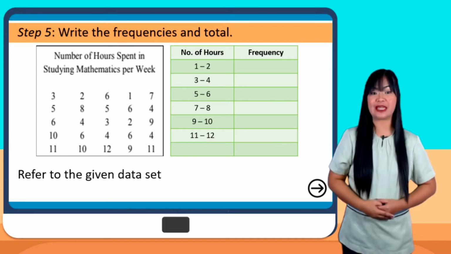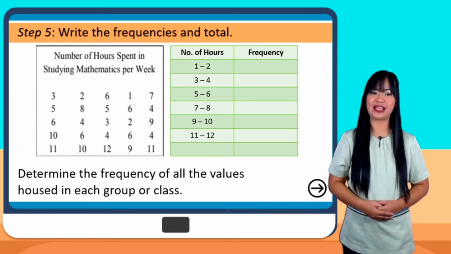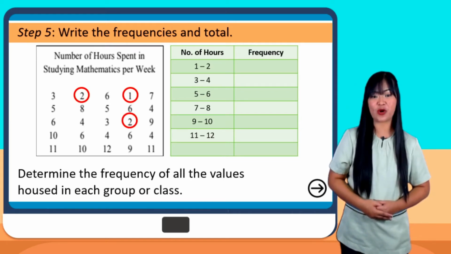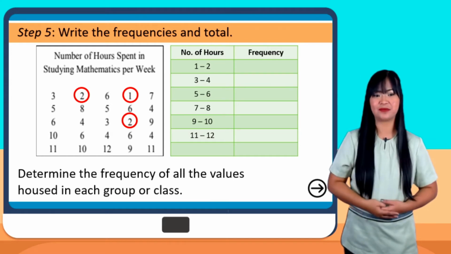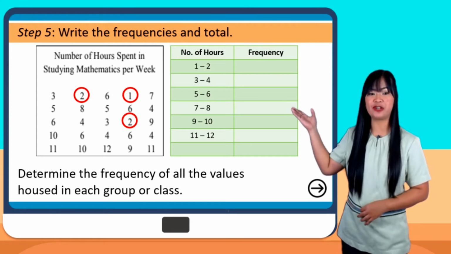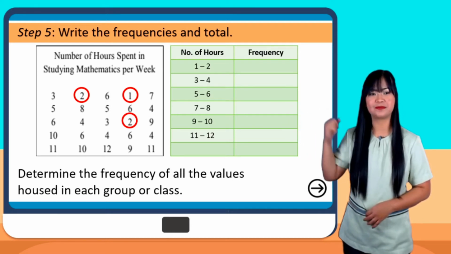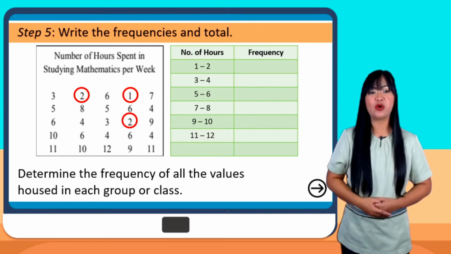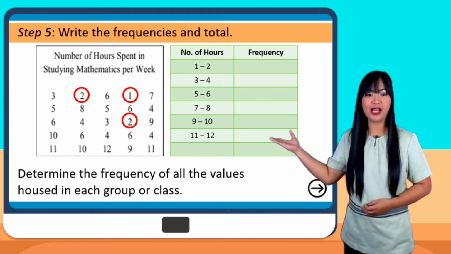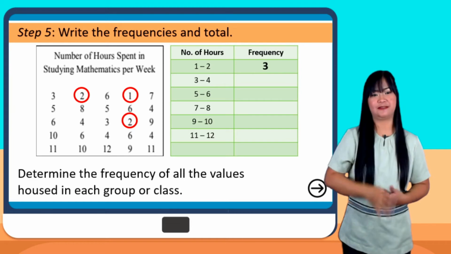First, refer to the given data sets. Then, we will determine the frequency of all the values housed in each group or class. We can count them from the list or use a scratch paper in making a tally. For example, on the first group 1 to 2, its frequency refers to how many from the data fall within 1 to 2. There is 1 who answered 1 and 2 who answered 2. Then, all in all, the frequency of scores that fall within group 1 to 2 is 3.